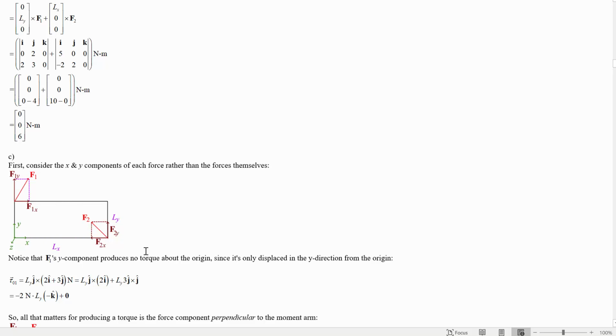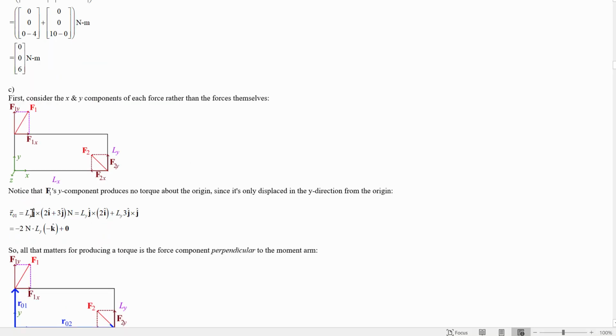If you break up F1 and F2 into components, then you can see that really F1's x component was entirely responsible for making this torque, because the y component is parallel to the moment arm for F1 when we find the torque about the origin. So that means that to get F1's torque, we can just take this times that length, which is Ly times the x component.